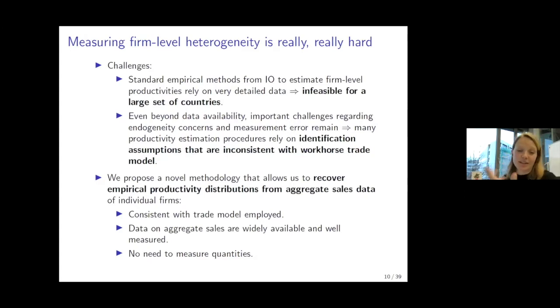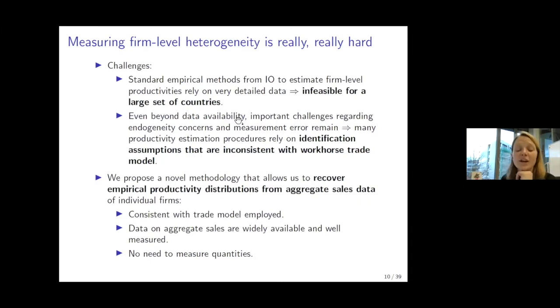The problem was that in our original version, we tried to use standard methods from empirical IO, where there are a lot of new ways to estimate firm level productivities, and we wanted to employ those methods in our context. The problem is that the state-of-the-art methods that exist to estimate firm level productivities rely on very, very detailed data, and these kinds of data are infeasible to get for a large set of countries. And for our question, we need a large set of countries and sectors to get these distributions for. But even beyond data availability, there are still important challenges if we use those methods, because the assumptions needed for identification are often inconsistent with certain assumptions in our workhorse trade model. And we want it to be super consistent, both in estimation and in the model itself.